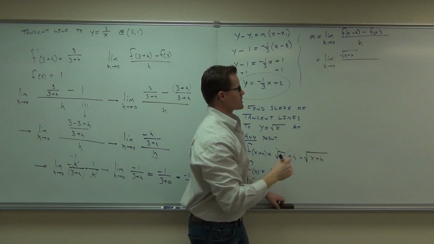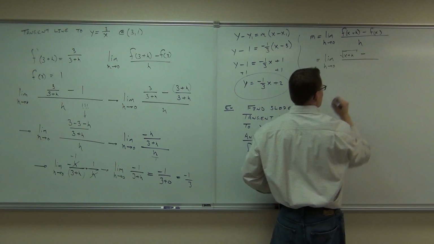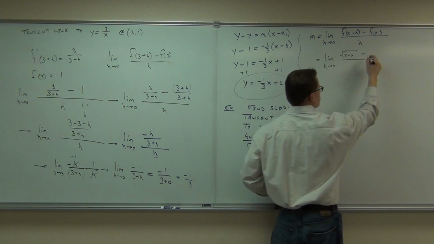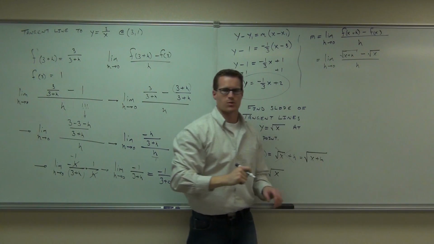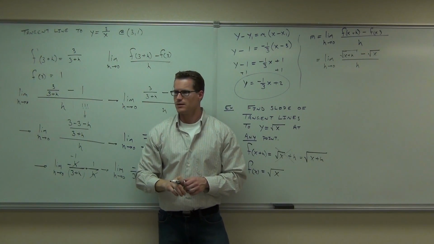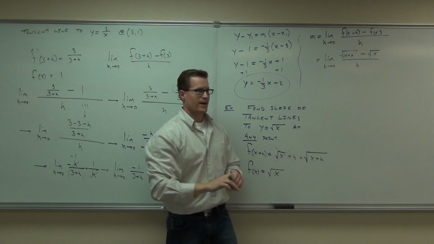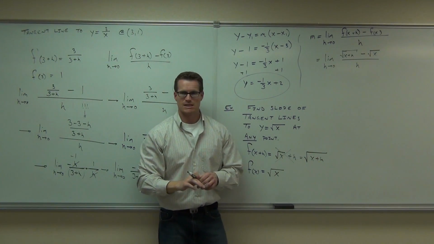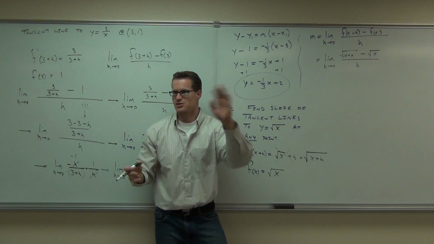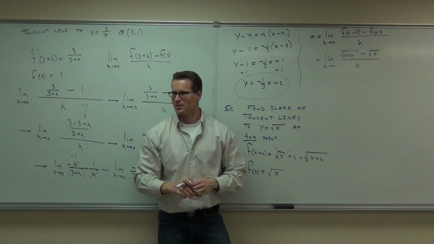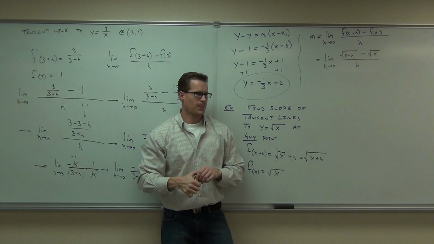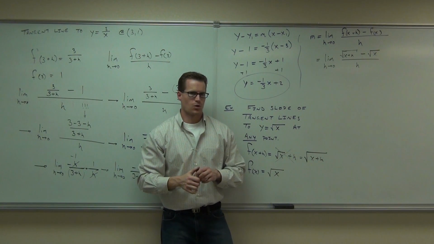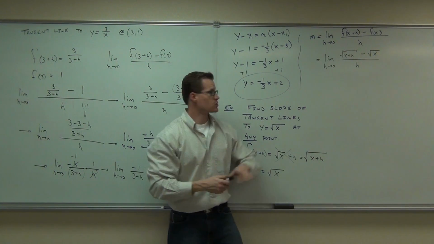So f of x plus h, great. Then we have a minus sign, and we have f of x. F of x was square root of x, all over h. You got that on your paper. All right, good deal. Now, oh my gosh, how do we solve it? Just give up, let's just go home. This is pointless anyway, right? Now, if you plug in 0, you're going to get 0 over 0. That's a problem.